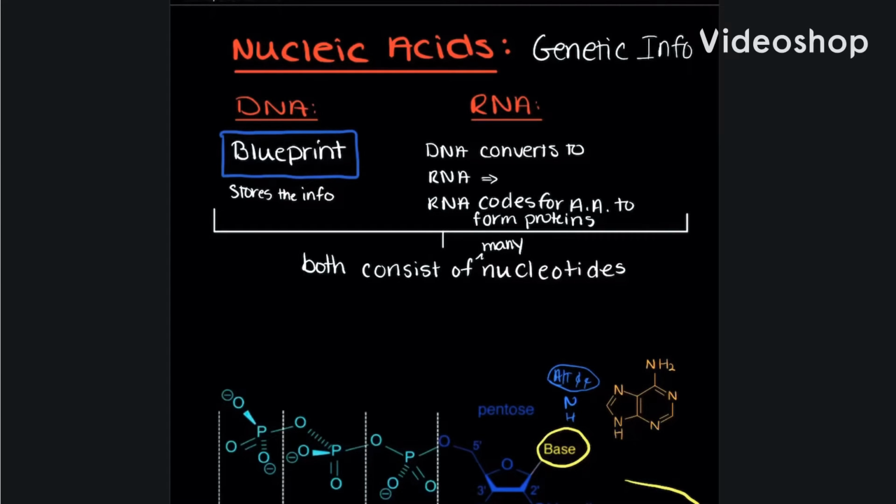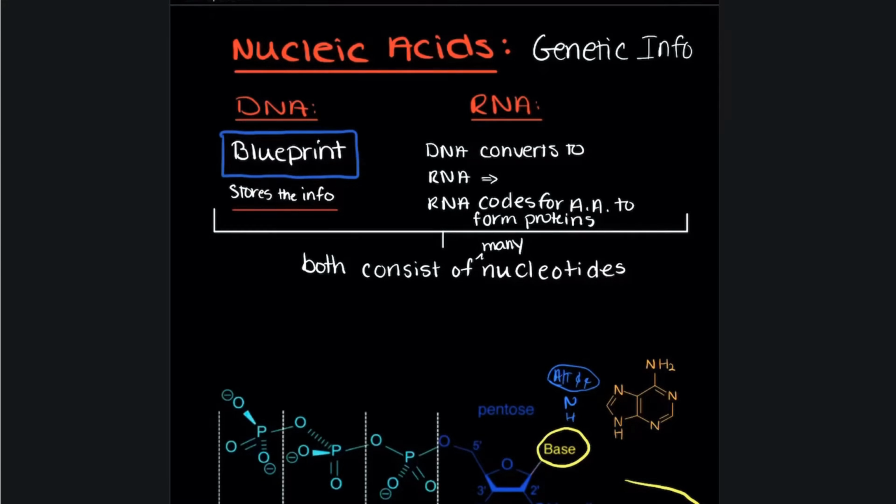Today we are going to talk about nucleic acids, and the two main ones we are going to talk about are DNA and RNA. They're both very similar, they're both involving genetic information. But the difference is that DNA stores the information, while RNA is what codes for amino acids to form proteins. So RNA is kind of the builder, while DNA is more like the blueprint.